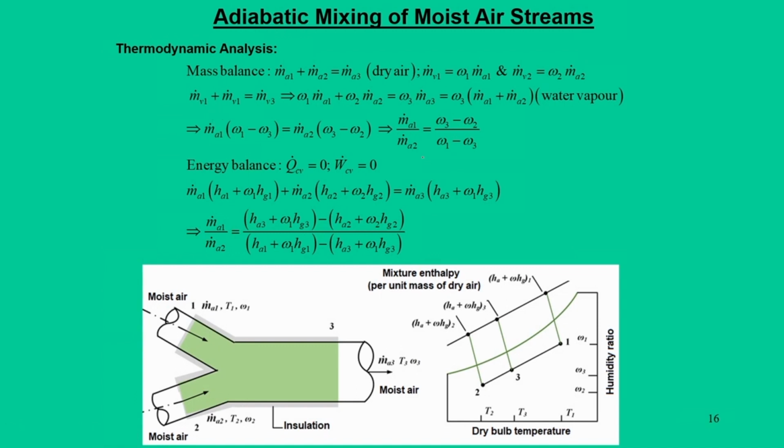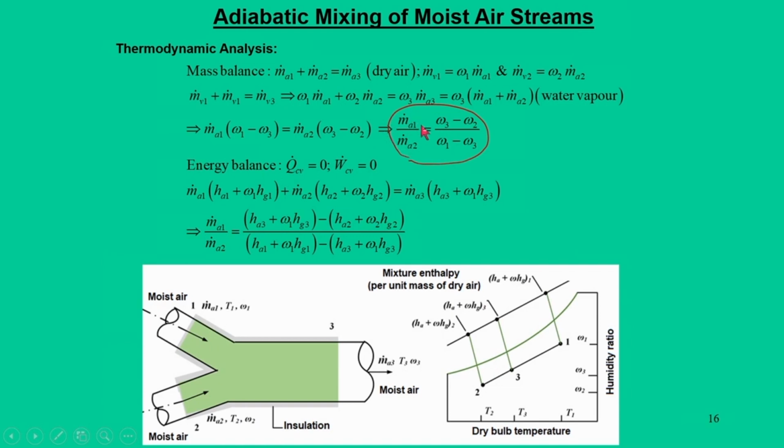When you do this, we can finally land on an equation which involves the ratio of m dot a 1 by m dot a 2, which is nothing but equal to omega 3 minus omega 2 divided by omega 1 minus omega 3. So, this is nothing but a linear relation.